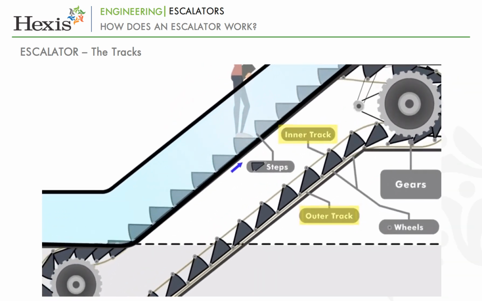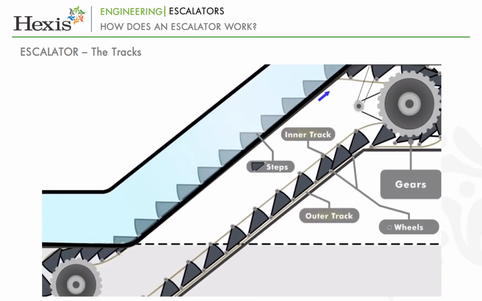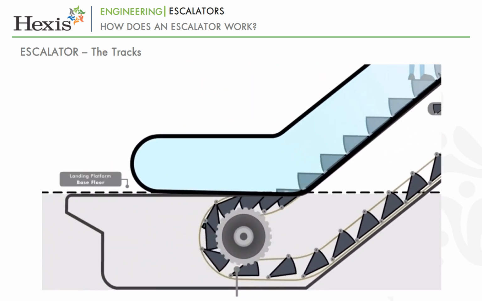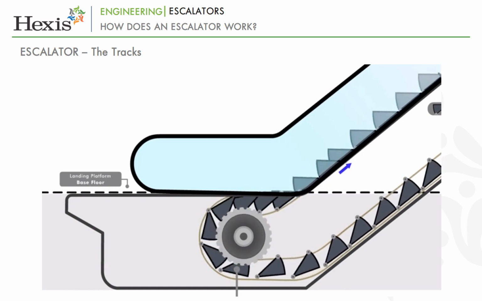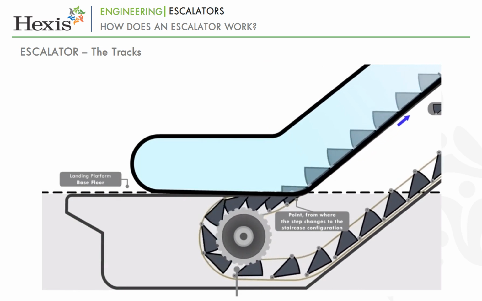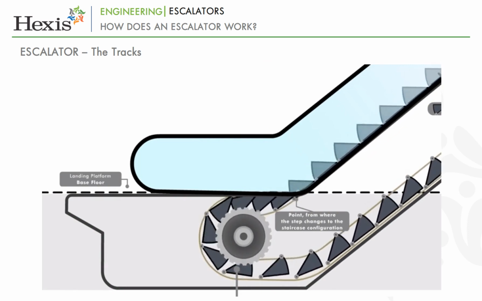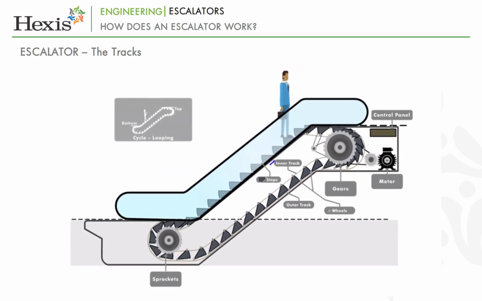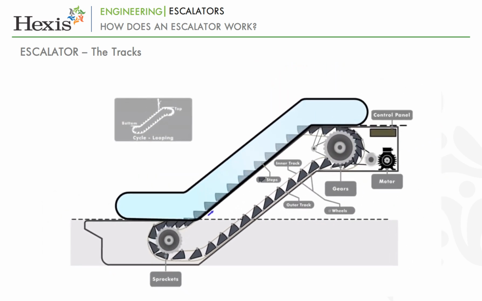The tracks carry the steps down along the underside of the truss until they reach the bottom landing, where they pass through another curved section of track before exiting the bottom landing. At this point, the tracks separate and the steps once again assume a staircase configuration. This cycle is repeated continually as the steps are pulled from bottom to top and back to the bottom again.